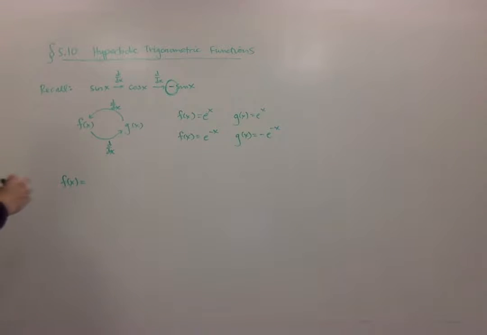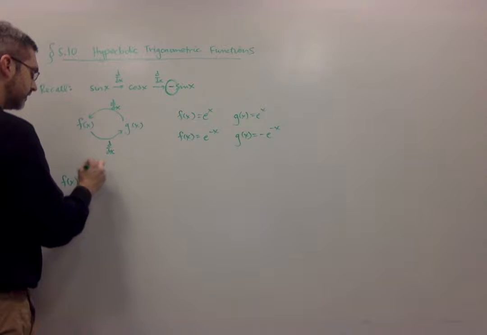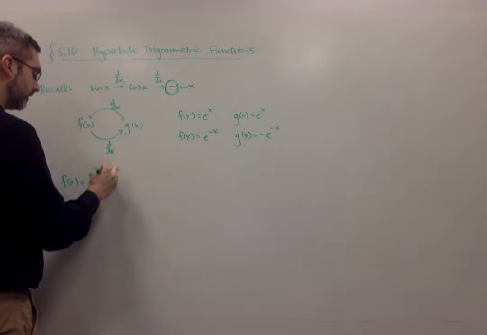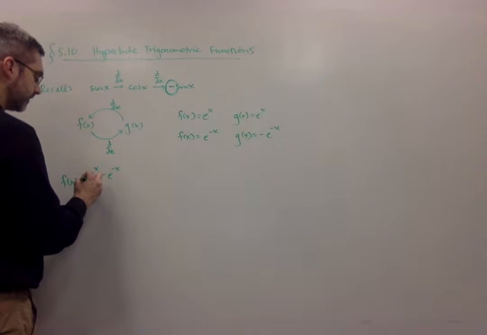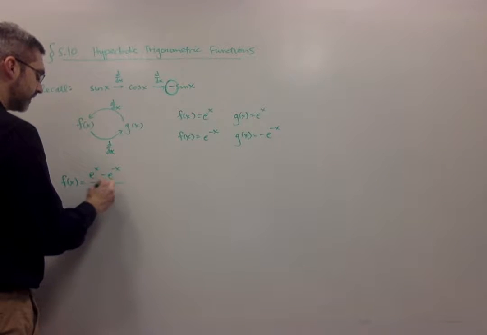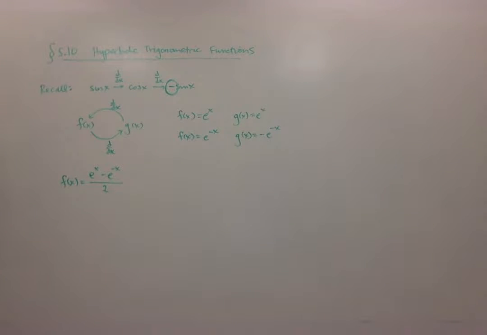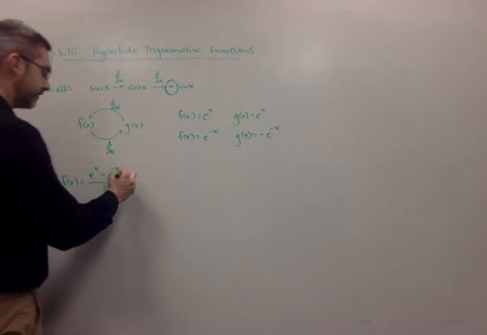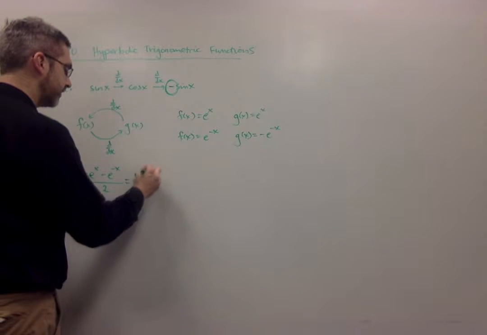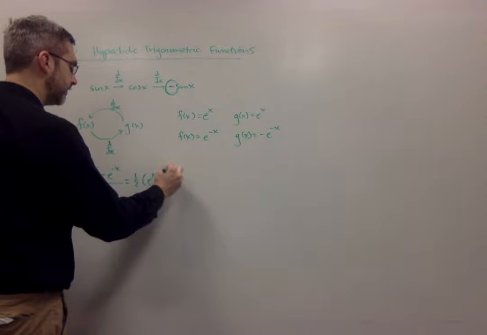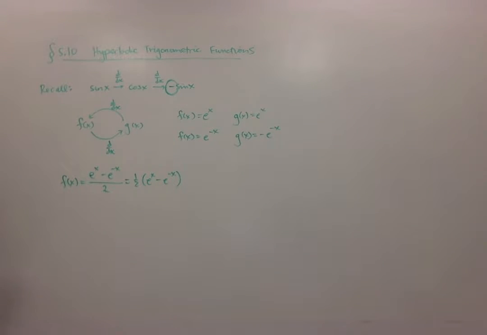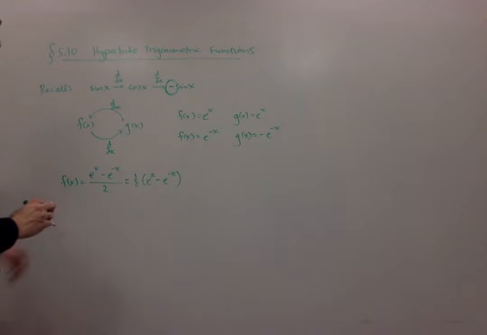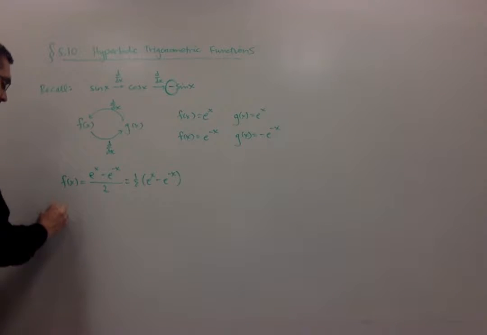I'll explain what the motivation behind this is. But let's start with the function e to the x minus e to the negative x over 2. In other words, 1/2 e to the x minus e to the negative x. Okay? Again, I'm not going to motivate where this function's coming from. Don't worry about that right now. But if I started with this function, what would the derivative be?